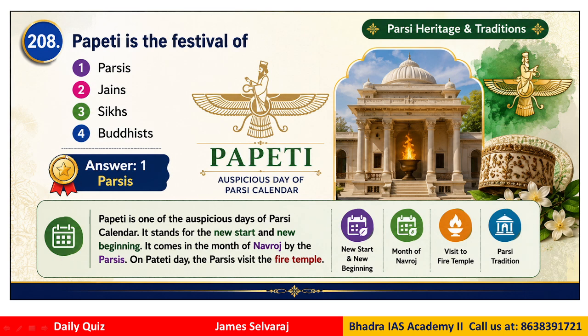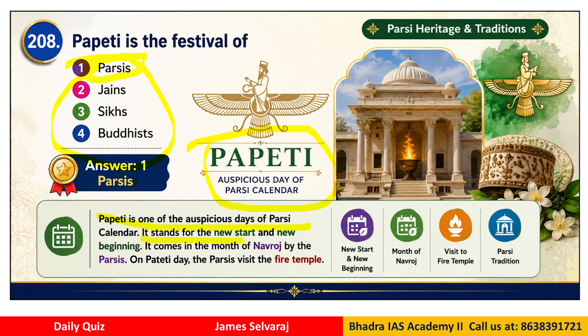Question number 208. Papeti is the festival of Parsis, Jains, Sikhs or Buddhists? Which of these celebrates the festival of Papeti? The correct answer is the Parsis. Basically the Parsi community celebrates it. So Papeti is an auspicious day of the Parsi calendar. If you look at the details here, Papeti is one of the auspicious days of the Parsi calendar.